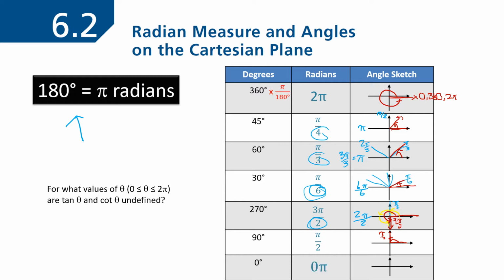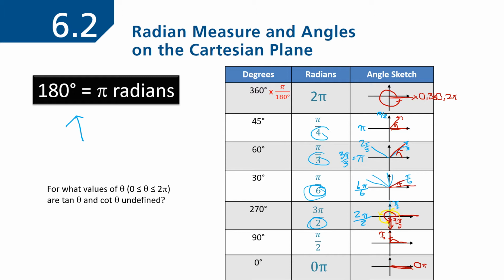Last one is 0. 0 is an easy one. 0 is the same as 0 pi, so I'm not going anywhere for 0 pi. I'm just going to draw a line along my positive x-axis. So my initial arm is the same thing as my terminal arm. That's my 0 degrees or my 0 pi, the same thing there.